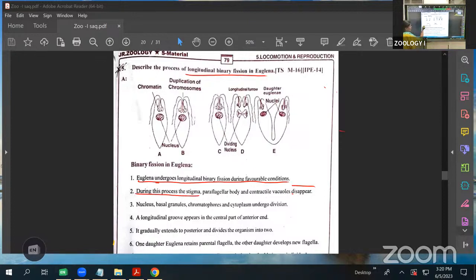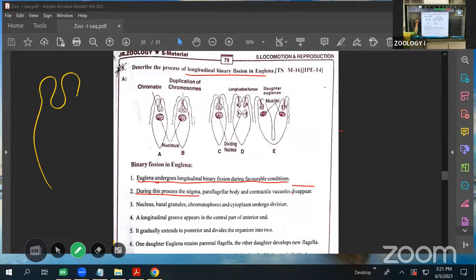During this process, what is the stigma? Here I'm drawing the diagram. See this one. What is stigma? Here it is not clearly visible. Like this, you draw it in the simple way. Here one small and one large flagellum is present. The smaller is not visible, only the longer is visible. And this dark line is what we call the stigma. Here the chromatin is there. Here it is called the stigma.